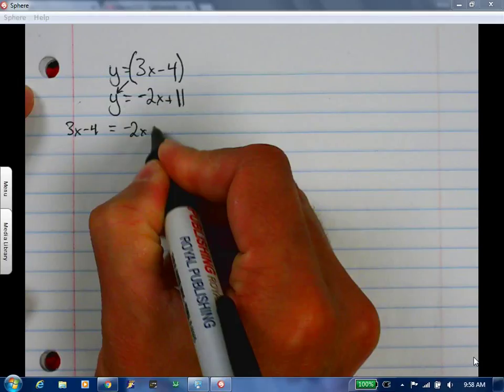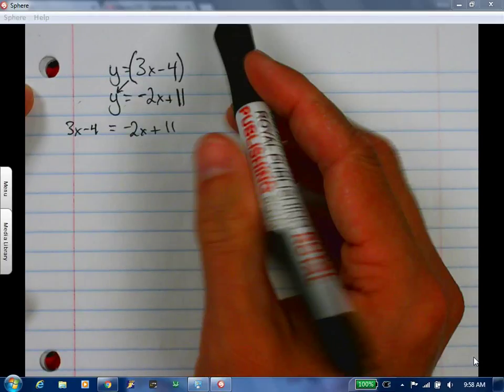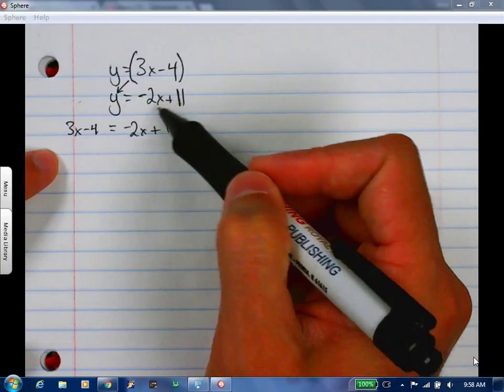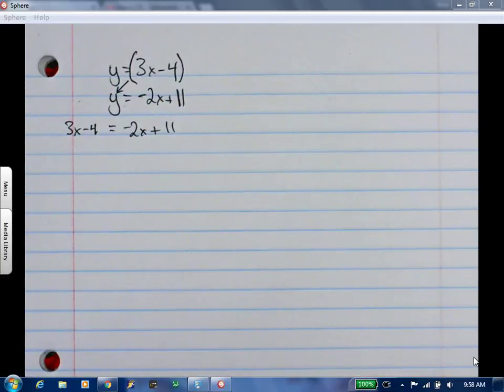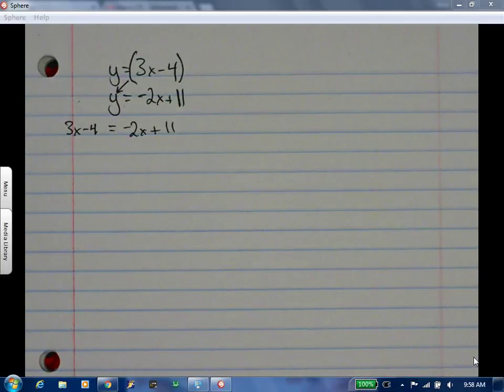Because y equals 4, y has to equal 3x minus 4, as well as negative 2x plus 11. So the two parts have to equal each other. Go ahead and finish that one up.